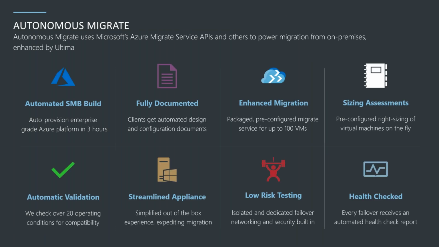I just wanted to quickly highlight that we at Ultima have recognized this and come up with a tool for the SMB to mid-market customer, which we're calling Autonomous Migrate. We use Azure Migrate APIs at the core, but we give you an Azure environment upfront for free to migrate into if you don't have one already. There's no upfront cost and no setup cost. We'll give you a complete best-practice, enterprise-grade Azure environment to migrate into.